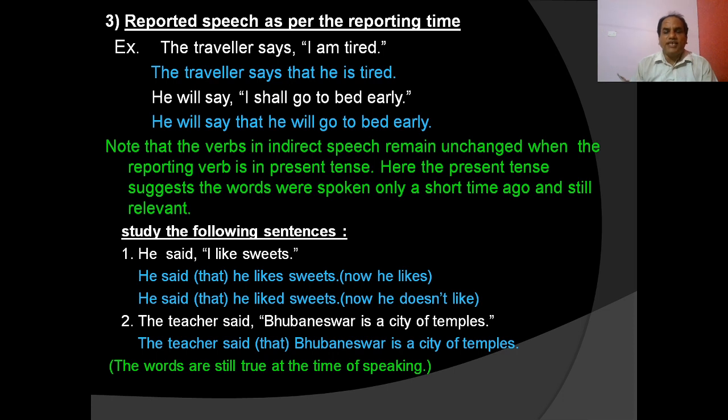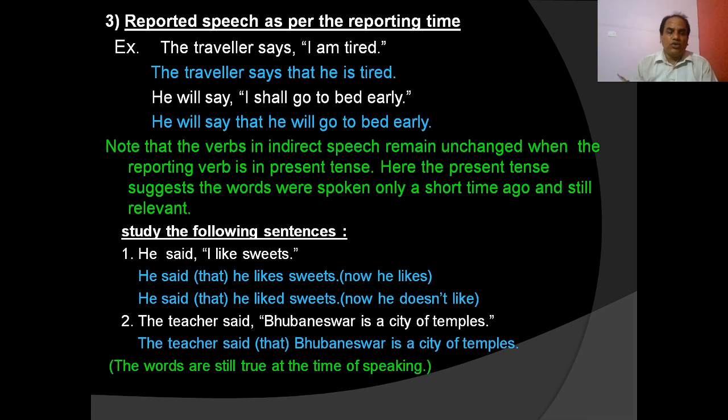He said that he likes sweets. He said that he liked sweets. Both of them are correct. Some say he said that he likes sweets. Is it correct? Both of them are correct, but it is used according to the situation. Suppose he still likes sweets now, we can say he said that he likes sweets. If he liked it before but now does not like it, we can say he said that he liked sweets.